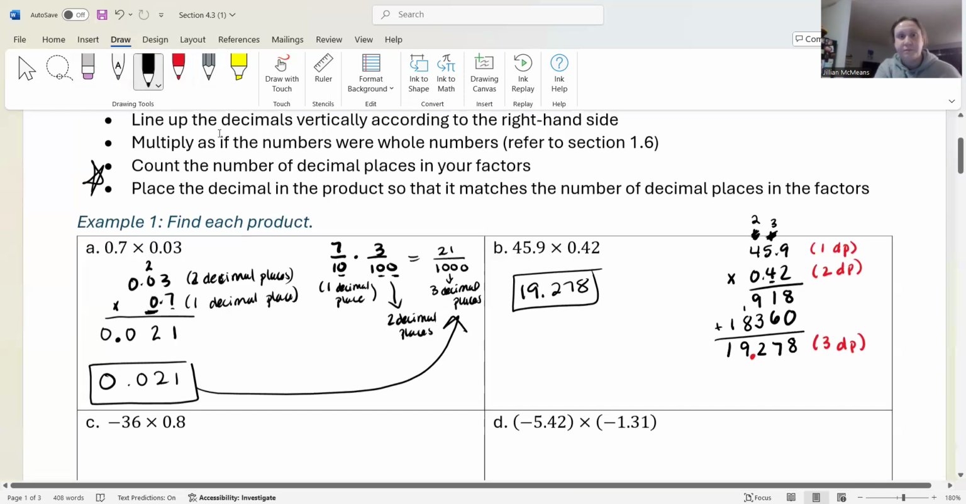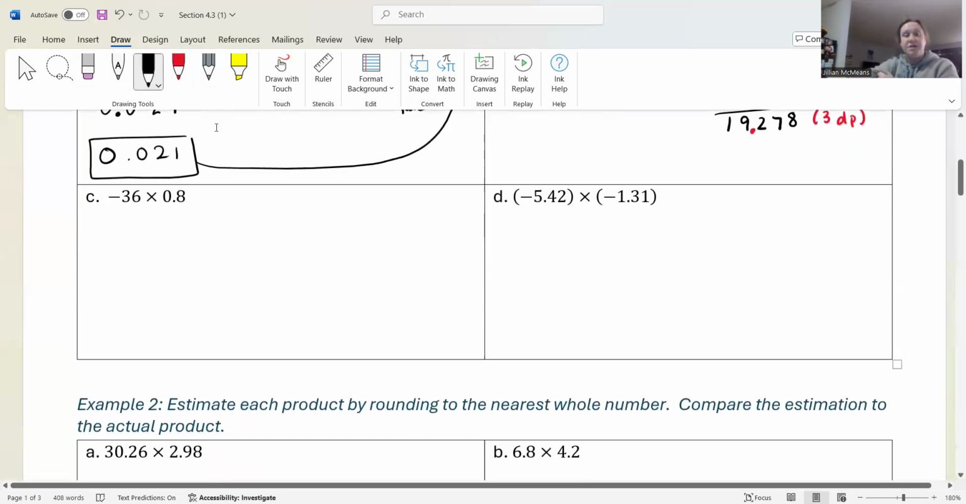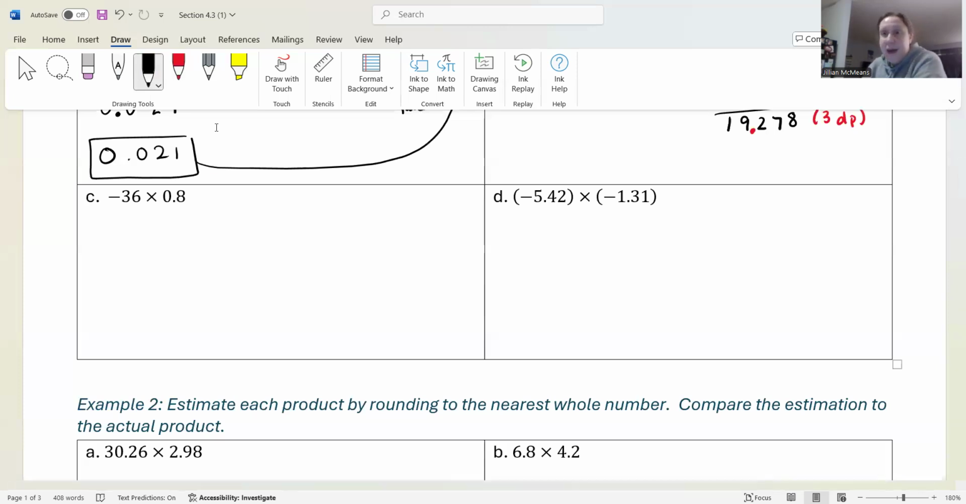Okay, so let's look at part C. So for part C, we have 36 times point, well, correction, we have negative 36 times 0.8. And remember, if you multiply a positive and a negative, you're going to get a negative as your final product. So I'm going to go ahead and put an equals and a negative. And then when I do my side work, I don't have to worry about the negative. So I've got 36 times 0.8. All right, so I line everything up.